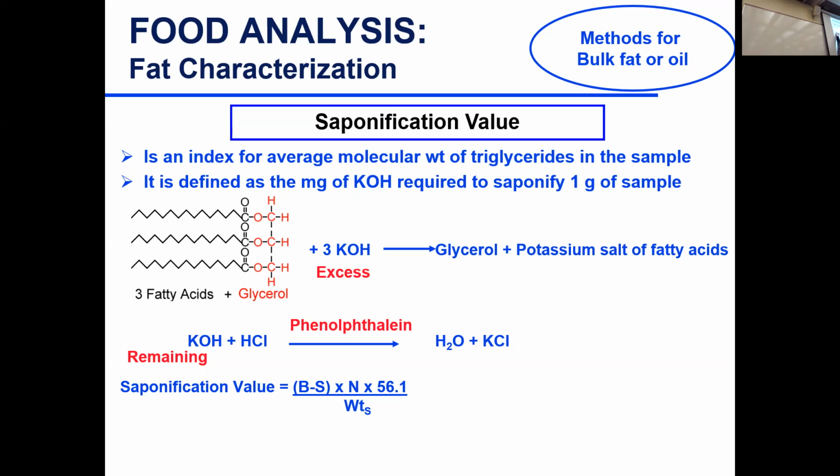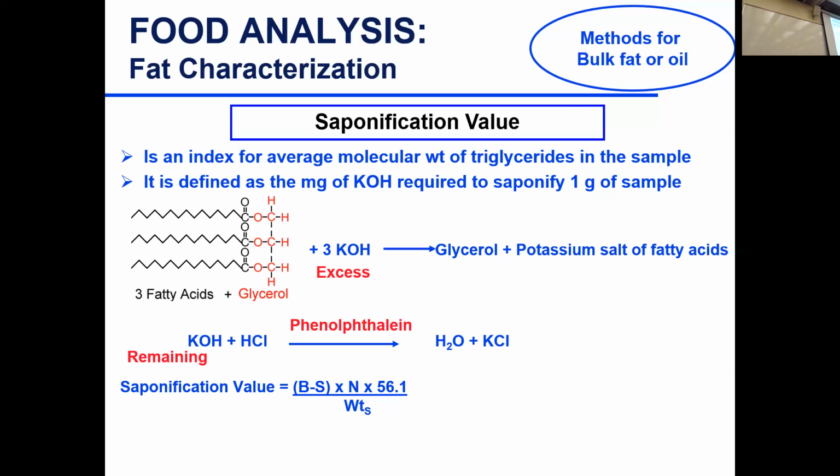Define. So what it is for and how you define it. Okay, so this is what it's for, and it's defined as milligrams of potassium hydroxide required to saponify 1 gram of sample. It's not 100 grams, it's 1 gram of sample. And it's milligrams, not grams. So milligrams of KOH, potassium hydroxide, required to saponify 1 gram of sample.